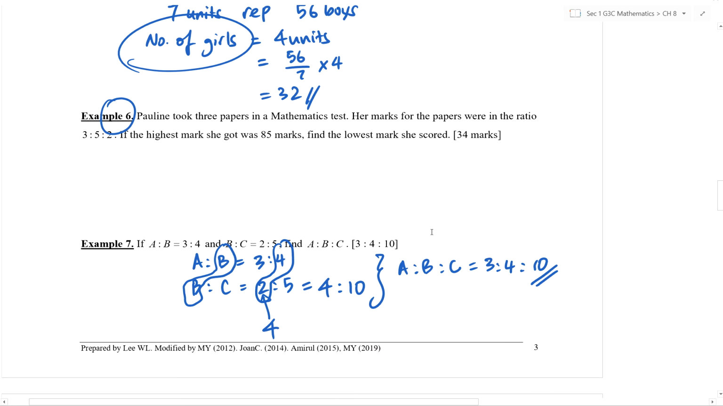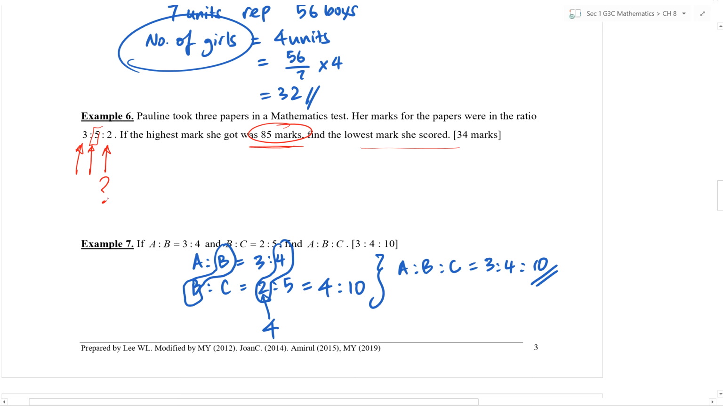Example 6, she took part in 3 tests. The marks were in the ratio 3 to 5 to 2. Highest mark was 85. So this 85 marks is represented by, is it this 3 or the 5 or the 2? You have to be able to interpret the English that is used in mathematics. Highest was 85, referring to this 5 over here. So find the lowest mark she's got. We are trying to find out what does this 2 over here represent.